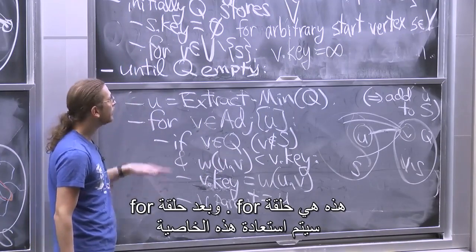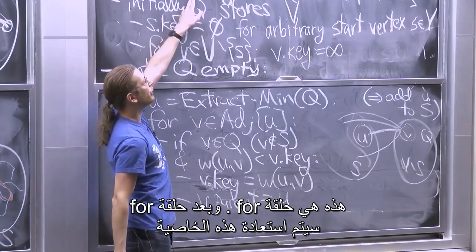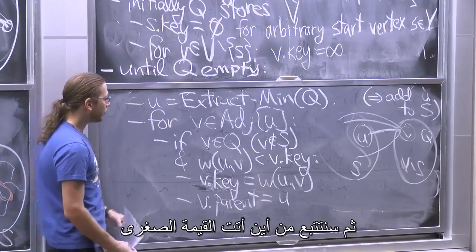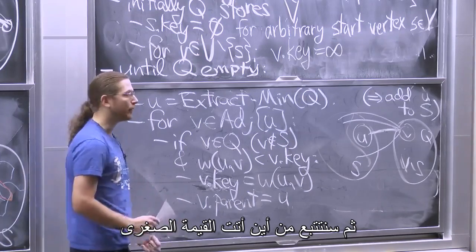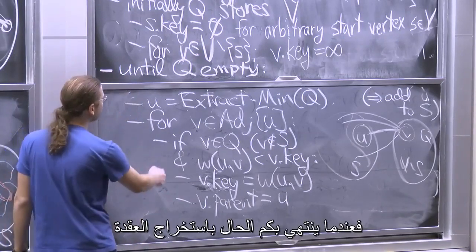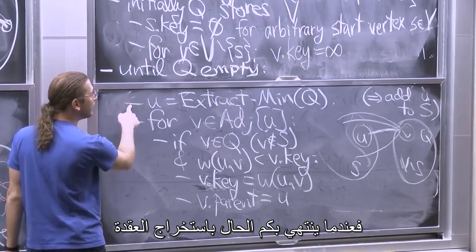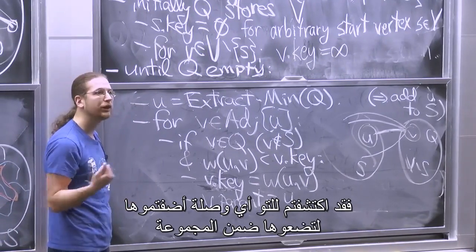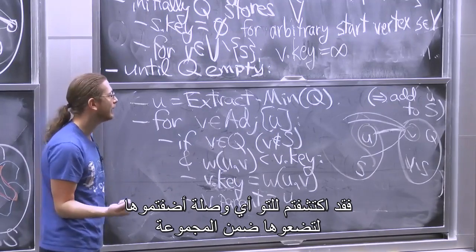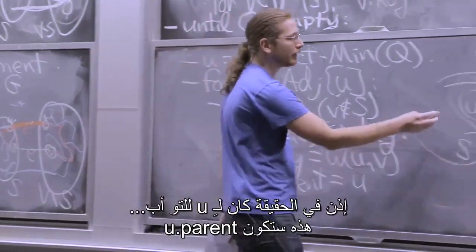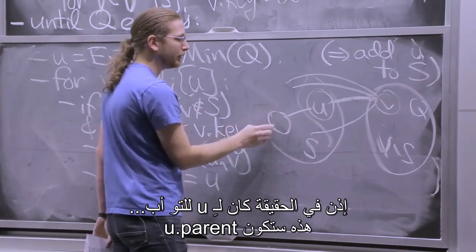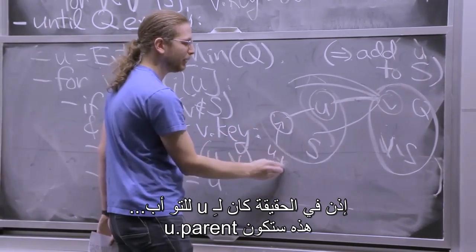After the for loop, this property will be restored. v.key will be that minimum. And furthermore, we kept track of where the minimums came from. So when you end up extracting a vertex, you've already figured out which edge you added to put that into the set. So in fact, you already had a parent. This would be u.parent.